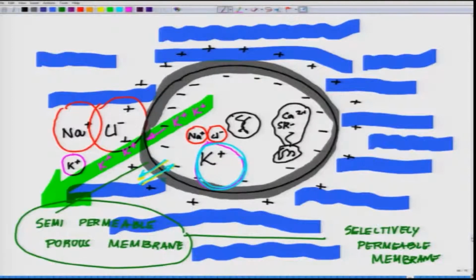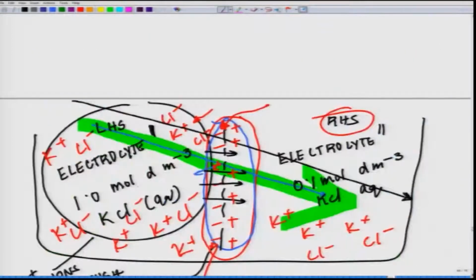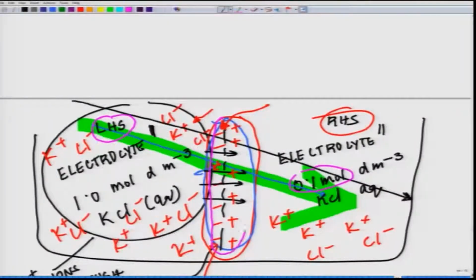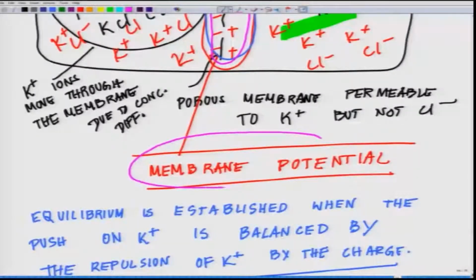If I now put in front of you the drawing that you drew here: on your left hand side you have a higher potassium chloride concentration, and on your right hand side you have a lower potassium chloride concentration. Both sides have potassium chloride. The only difference is that the left side has a higher concentration compared to the right side. The membrane we talked about is a semi-permeable membrane which only allows potassium to migrate on both sides. So, what it led to is what we call the membrane potential.